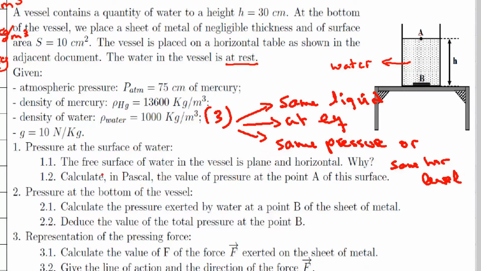Since we are interested in justifying why the free surface of water in the vessel is plane and horizontal, we will eliminate this, and our answer would be because it is in the same liquid at equilibrium and the same pressure. So here we are talking about all the points on the free surface of this liquid and not only the point A. So all of these points are in the same liquid, which is water, and it is at equilibrium and under the same pressure. Why? Because notice that all of these points are on the free surface of water, so they are open to the atmosphere, and all of them are equally subjected to the atmospheric pressure.